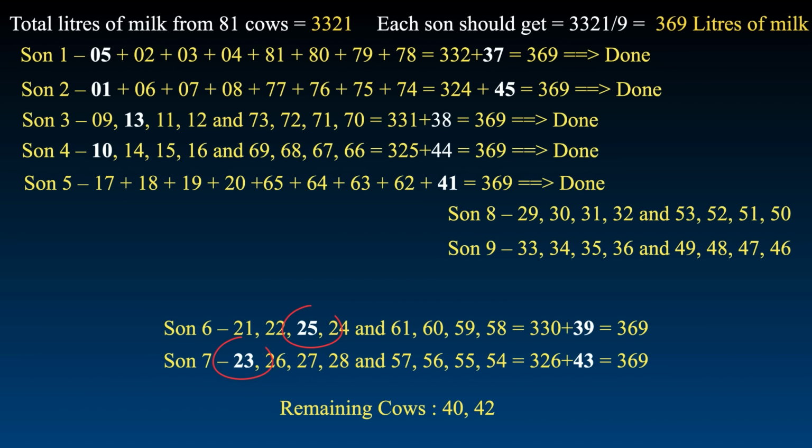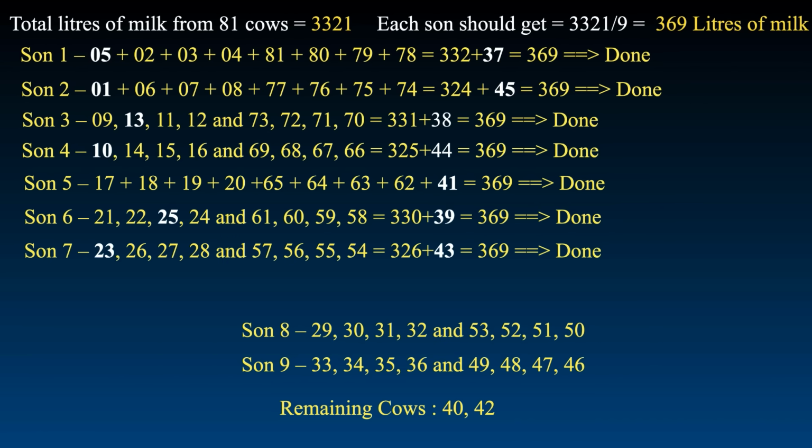Swap a cow with son 7 with a difference of 2. So son 6 will now gain 2 and be equal to 369. Son 7 will now need to make up for the 41 he needed anyway and the 2 he lost to son 6. The only option is 43, so this pair is also sorted.